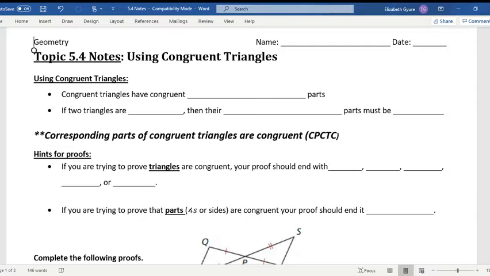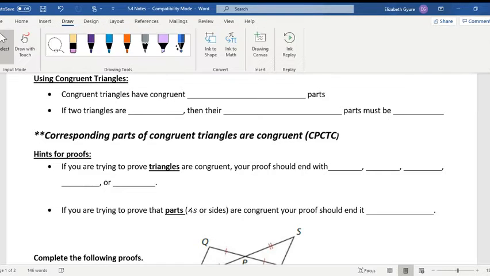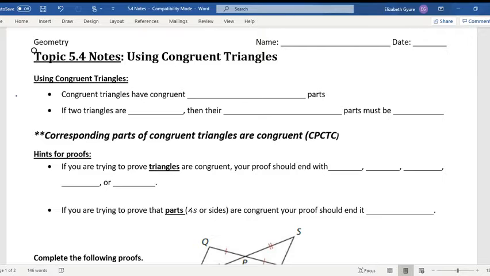All right, so topic 5.4, using congruent triangles. I would probably have your 5-3 notes close by, have your vocab sheet close by, because this is just like one little continuation off of it. So using congruent triangles. Remember, congruent triangles have congruent corresponding parts. Those are like your matching parts.